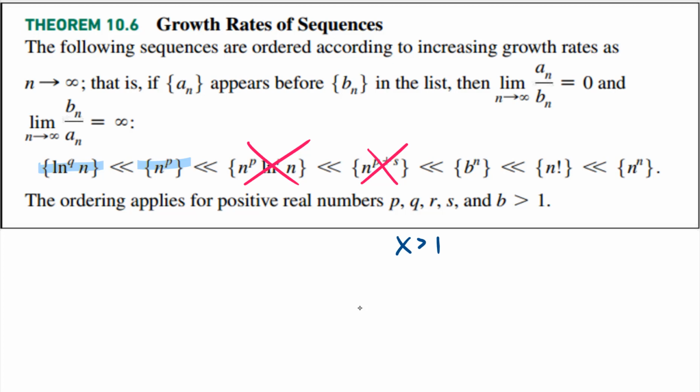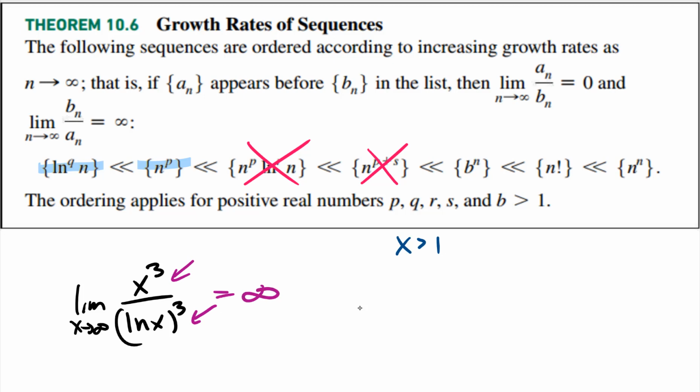And you don't have to show a bunch of work. If you can look at something and see that this grows faster than this, when you have, all right, x cubed over ln of x, all cubed, where does this go as the limit as x goes to infinity? I know I keep using x's, but n's, x's, who cares? Since we know that the bottom grows slower than the top, then this must go to infinity.